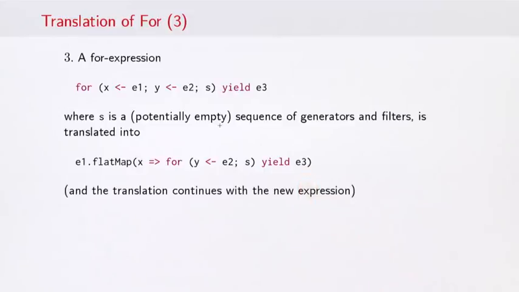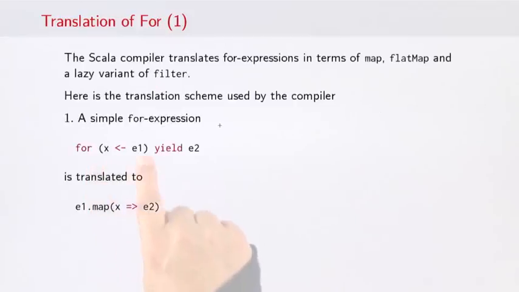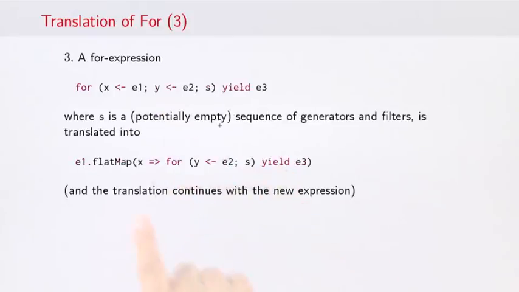So you've seen that each of these rules translates a for expression to a for expression that has one fewer element between the parentheses. The first rule eliminates a single generator, the second one eliminates a filter element here, and the third one eliminates the leading generator in the for expression that is nested here. So if we apply these rules repeatedly, at some point we will be left without any generators or filters in the list, and that is then the final result of the translation.